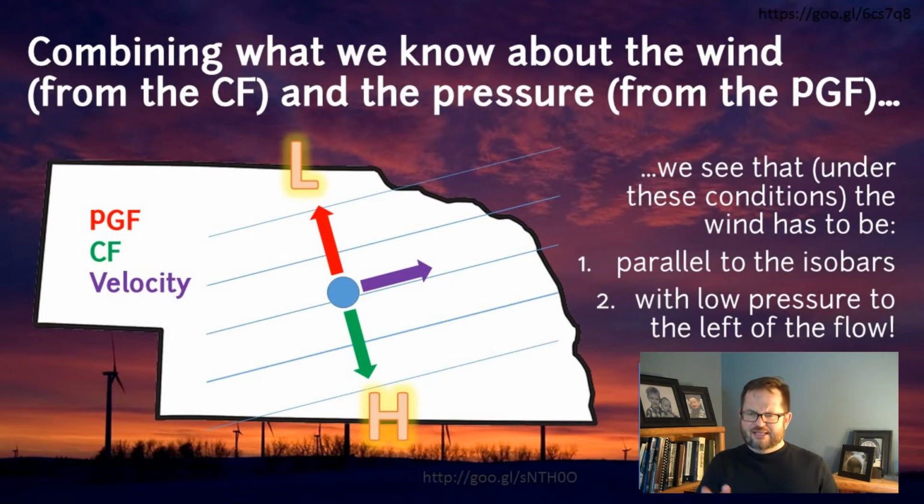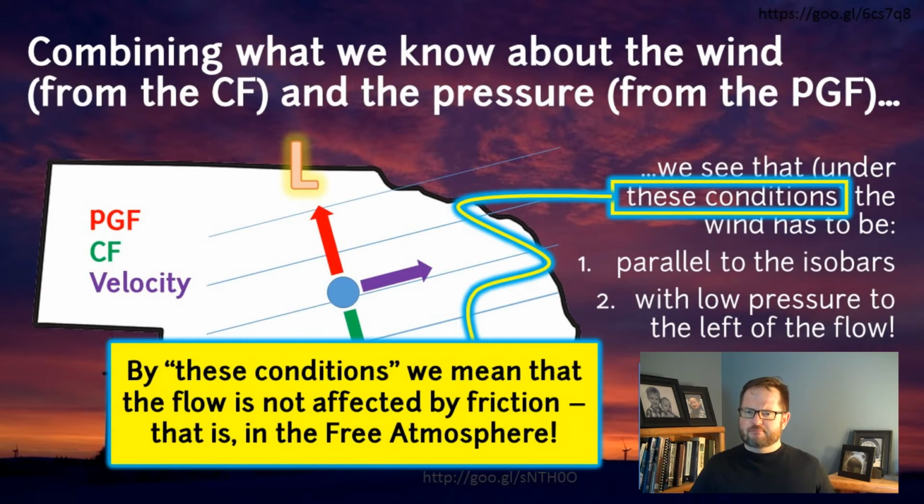Wait a minute, let's back up for a second. I glossed over saying under these conditions. What do we mean by these conditions? I mean flow that's not being affected by friction, right? Because we got rid of friction in order to make all these assumptions happen. And that's okay in the free atmosphere. We don't have any wind turbines up there in the free atmosphere, but this is going to tell us something we're going to build on to start learning about winds down here near the surface.